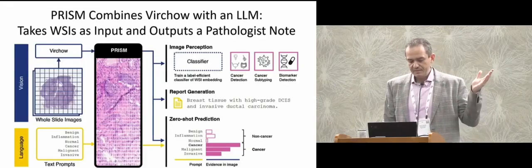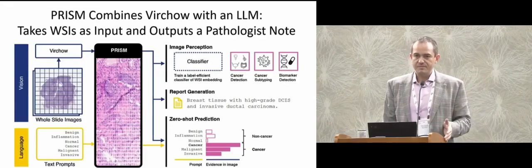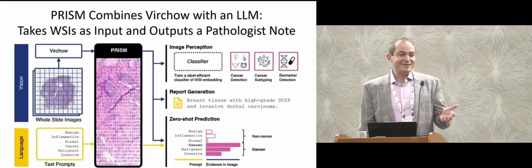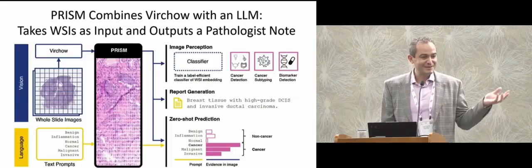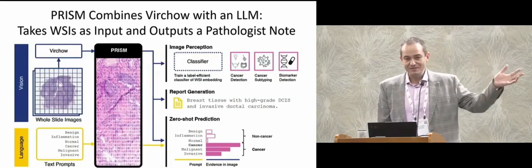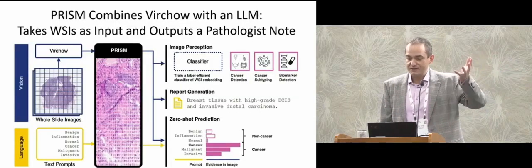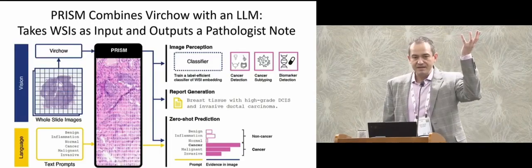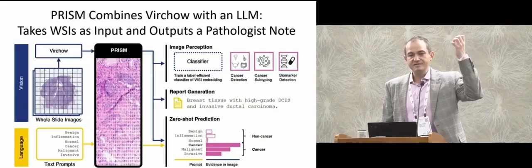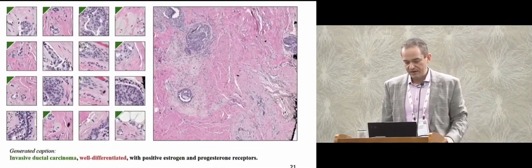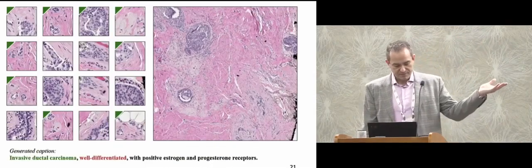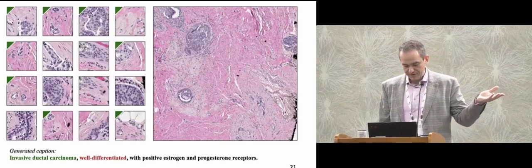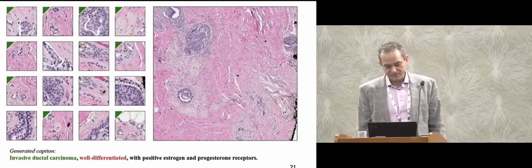But basically, Paige has access to, Tempus has access to all the data from, I don't know what the deal is anymore. I don't know how that's all going to play out. But anyways, the pathologist notes, why don't we train from slides to pathologist notes? That's the idea. Have Virchow provide embeddings, have the LLM ingest the embeddings, and produce pathologist notes. Sounds great, right? And look, generated caption: invasive ductal carcinoma, well differentiated, with positive estrogen and progesterone receptors.